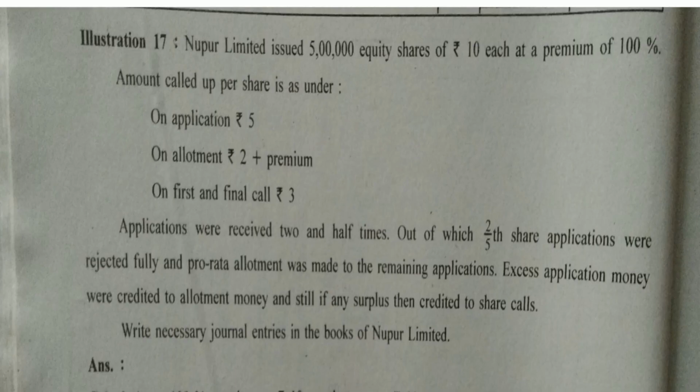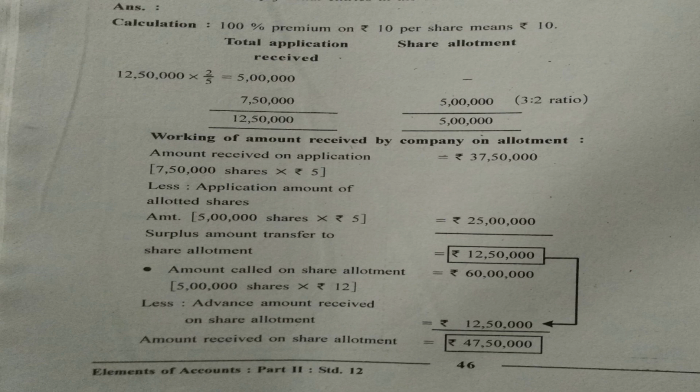Further, applications were received 2.5 times. 2.5 times of what? Of 5 lakh. In case you are having your question paper, then you'll get to know how much is the amount of applications received. It says applications were received 2.5 times. That is 2.5 times of 5 lakh. So 5 lakh into 2.5. That means the total number of applications received are 12,50,000 if you will see here.